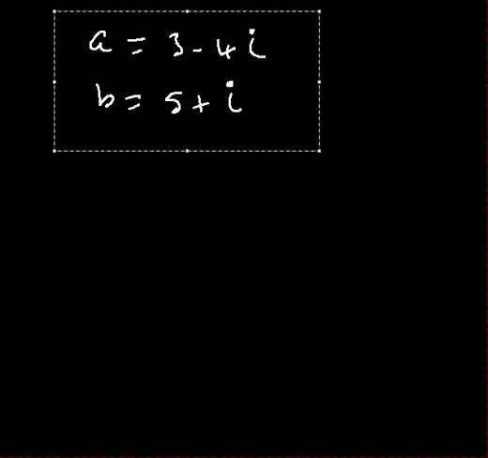We have a complex number a, which is given as 3 minus 4i, and a complex number b, which is given as 5 plus i. How do you think we should add or subtract these? Try to work it out on your own. And how about the multiplication of complex numbers?